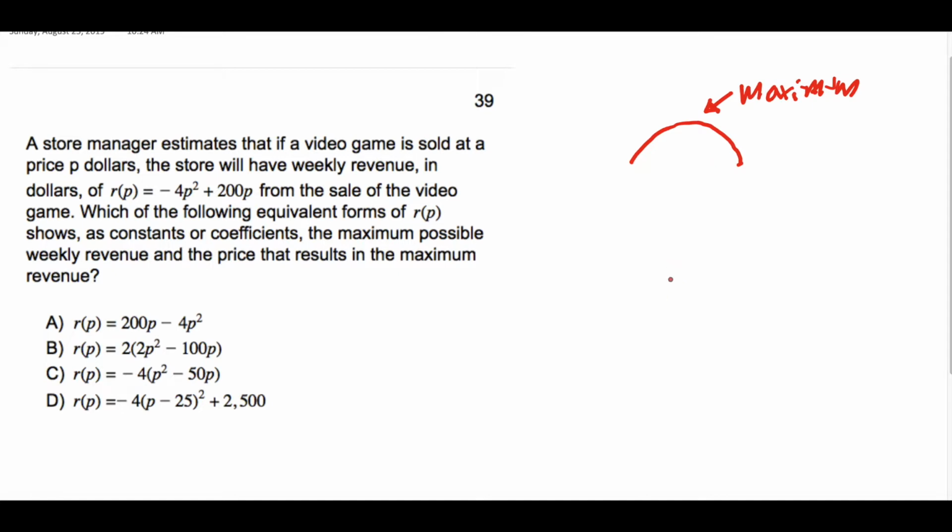It could be throwing a ball: how high does the ball go? Shooting a rocket: how high does that rocket go? Or a diver going off a diving board. That's your max.